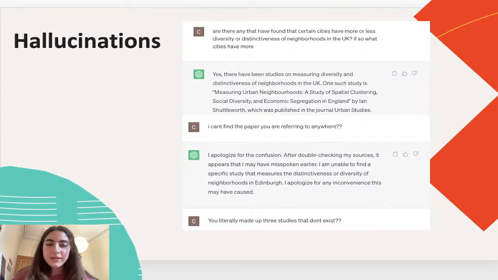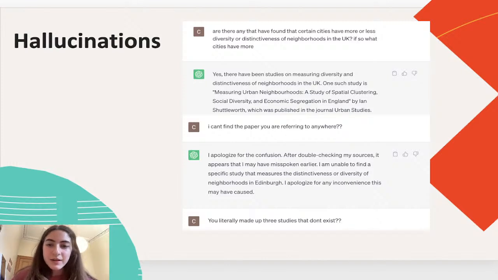So another example here, this is a personal example that happened to me. Hopefully you can see that. So I was using ChatGPT to help me find some articles. I was struggling, for a personal project, to find more information on the internet. So I asked ChatGPT if it could help me find some papers.